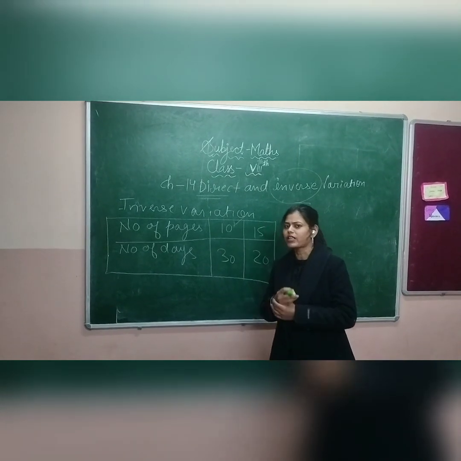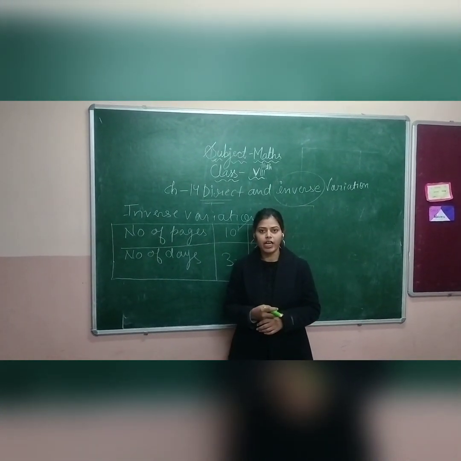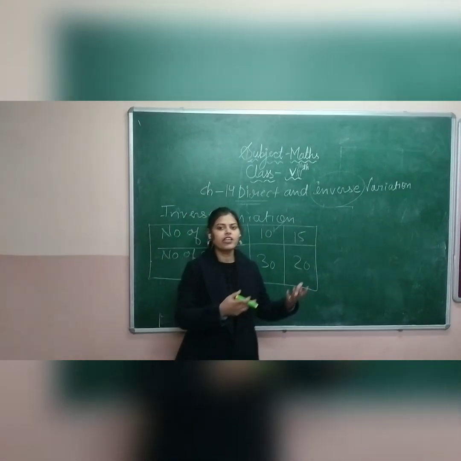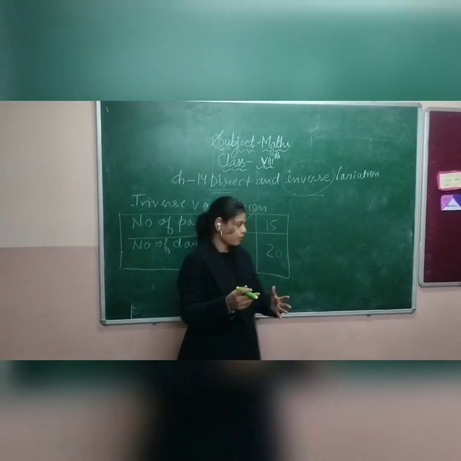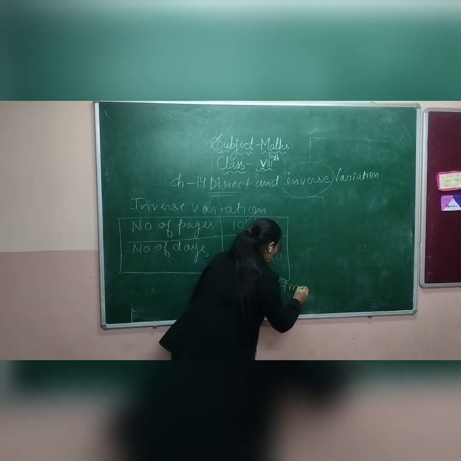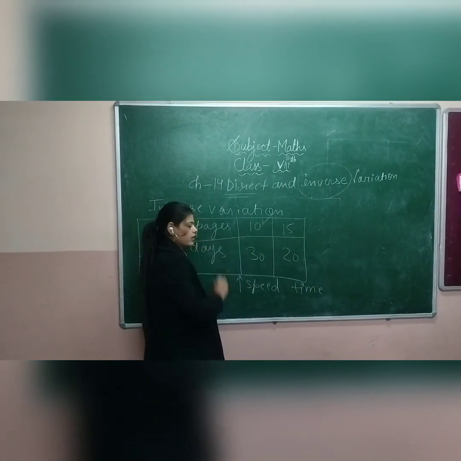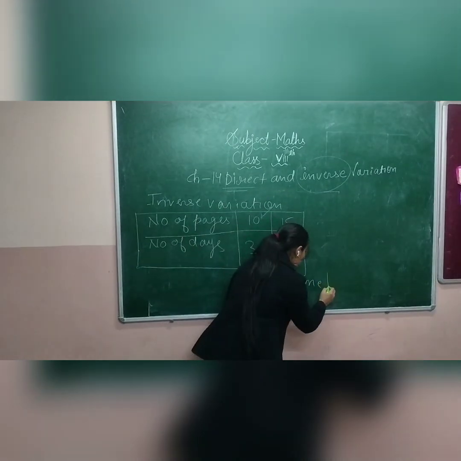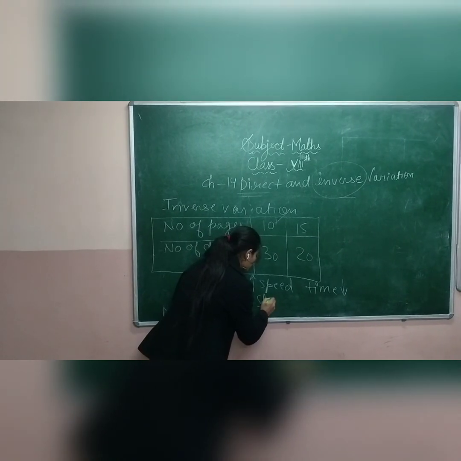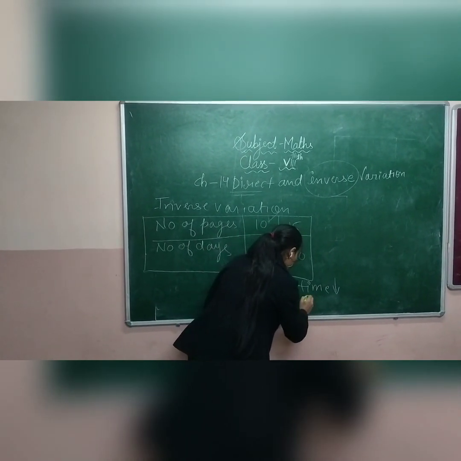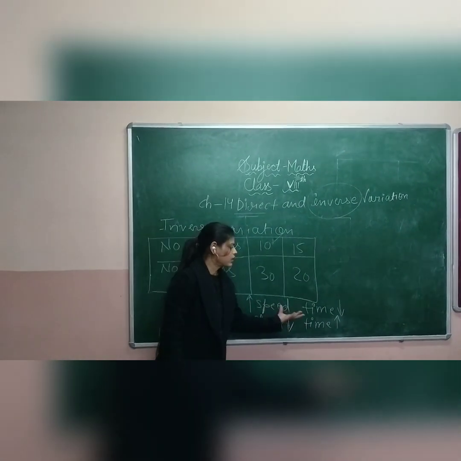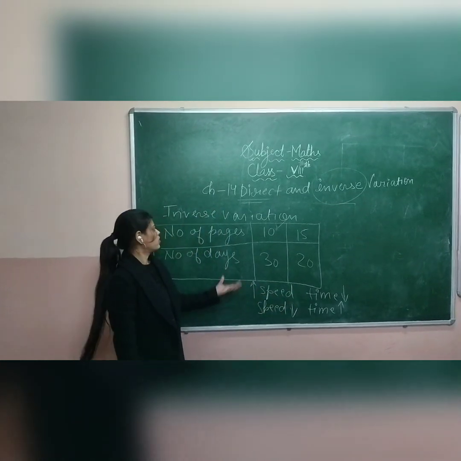I can take a very simple example also, the speed and time. Suppose you are going on a bike and your speed is 15 kilometers per hour. I am talking about speed, and another thing is time. If you increase the speed, the time will reduce. Similarly, if you reduce the speed, the time taken will increase. So you can check, these are examples of inverse variation.